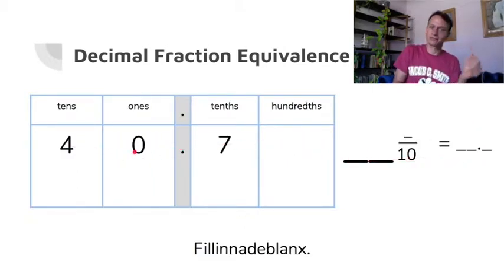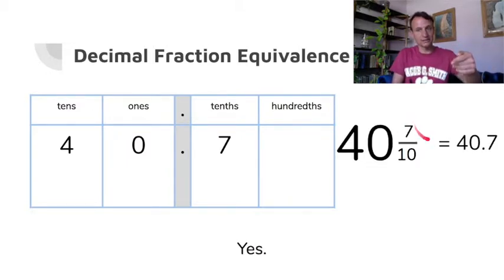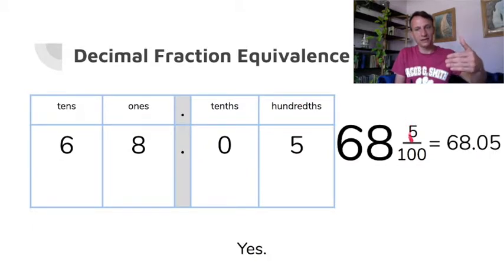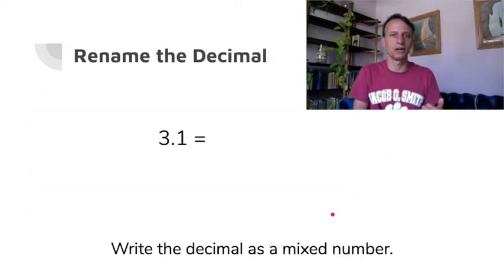This number, 40 and 7 tenths. Do it with me now. What do we have here in mixed number form? 40 and 7 tenths. Decimal form, 40 and 7 tenths. We could also call this 40 and 70 hundredths. Very good. All right, now how about this? 68 and 5 hundredths. 68 in the mixed number and 5 hundredths. 68 and 5 in the hundredths place. Beautiful. All coming back to you.